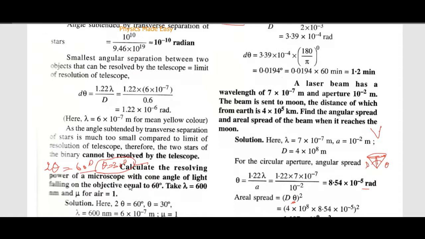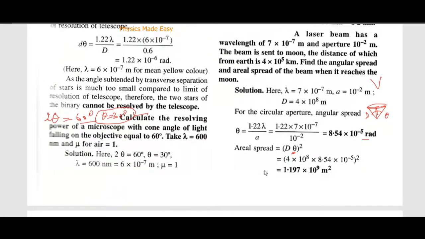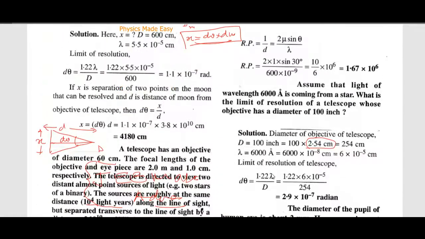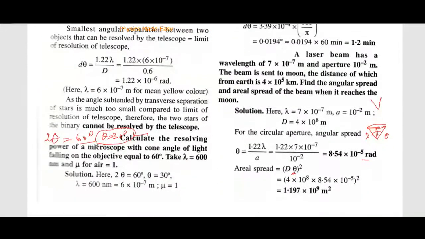In case of microscope, the angle theta that we use in numerical aperture, mu sine theta, is half of the cone angle. Cone angle is 2 theta. Angle theta, which appears in the expression of compound microscope, is half of the cone angle.